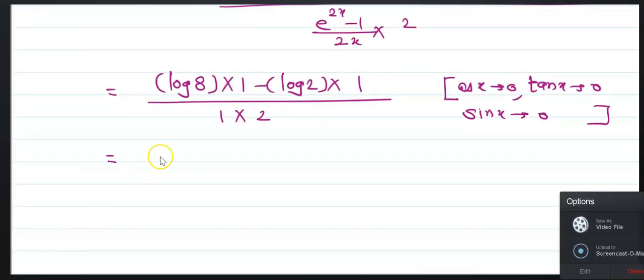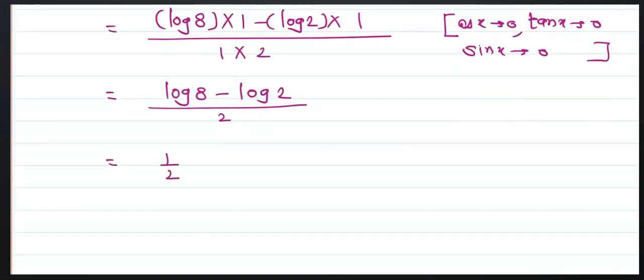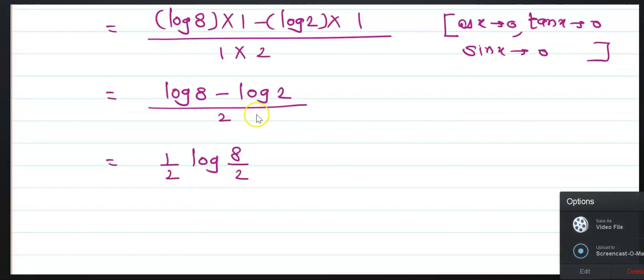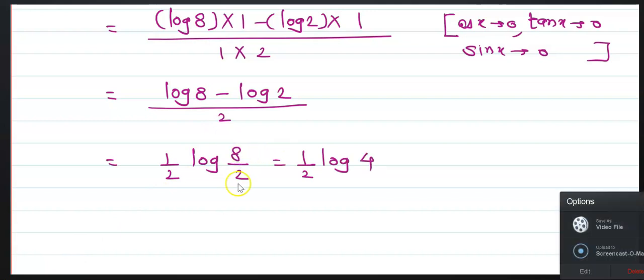Therefore, the answer is log of 8 minus log of 2. Now, these are two separate quantities, that is log of 8 minus log of 2 upon 2. It can be written as the subtraction between the two logs, that is, log of m minus log of n is equal to log of m upon n. And that's why it's written like this, 8 upon 2, that is log of 4.